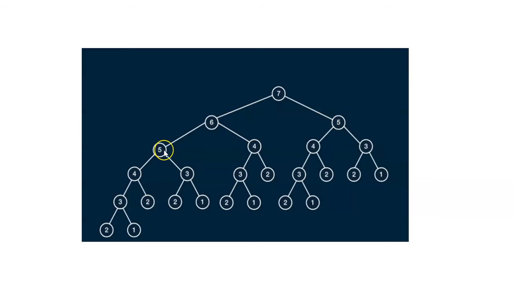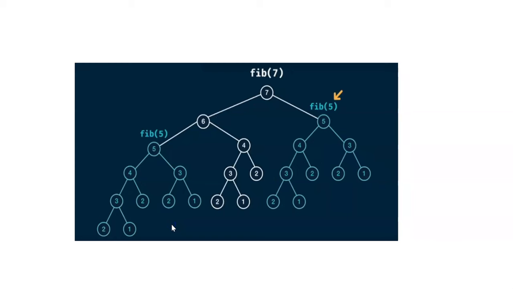Fibonacci of 6 is Fibonacci of 5 plus Fibonacci of 4. Fibonacci of 5 is Fibonacci 4 plus 3. Fibonacci 4 is 3 plus 2. 3 is 2 plus 1, and you get to the answer, right? So that's how these Fibonacci numbers are calculated.